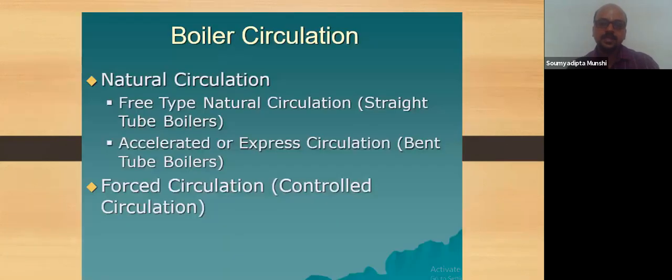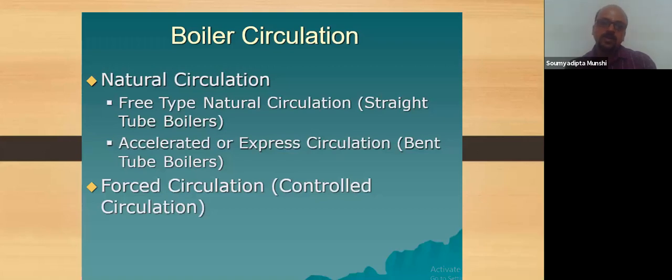Basically there are two types of circulation adopted. One is the natural circulation system and the second one is the forced or controlled circulation system. The natural circulation system is of two types: one is the natural circulation and another one is the accelerated circulation. So basically there are two types of circulation: the natural circulation and the forced circulation.